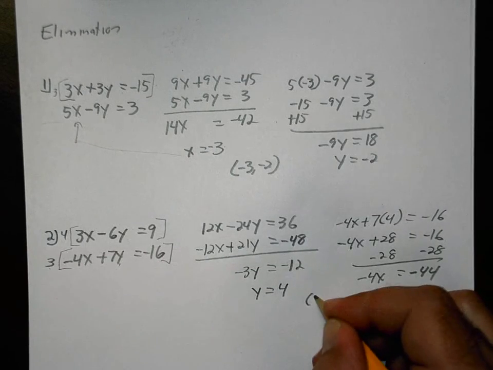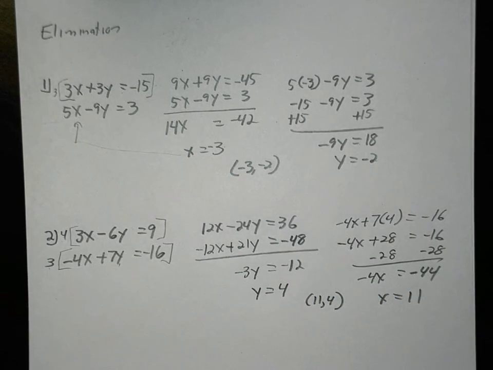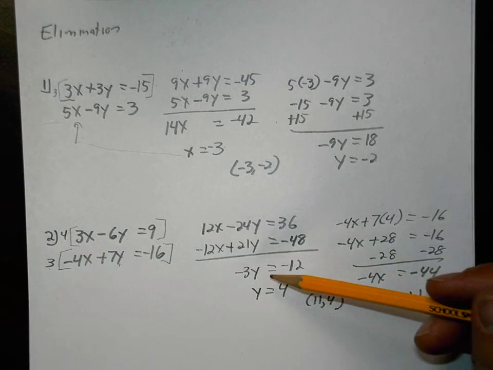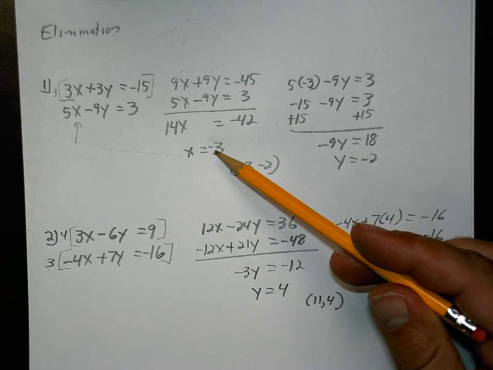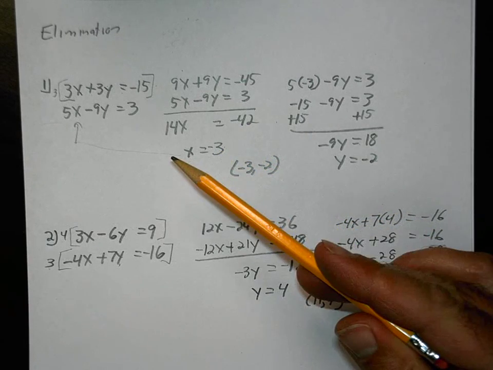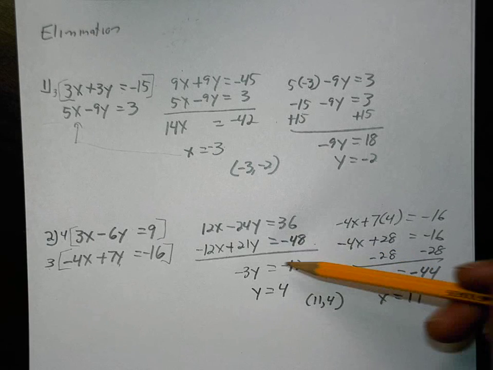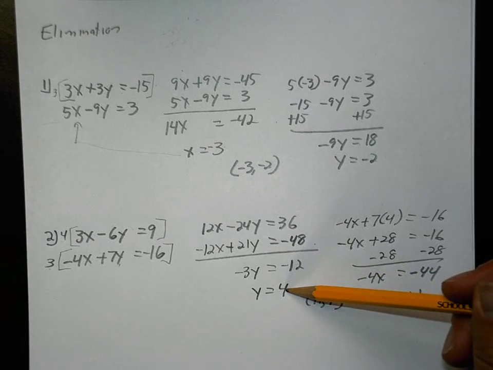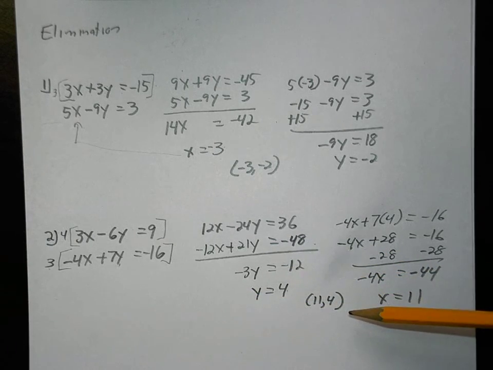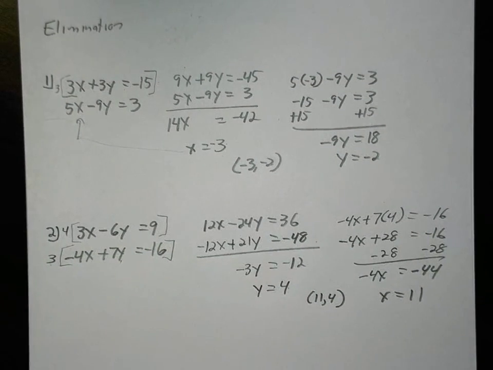So 11, 4 is my solution. So it doesn't matter which variable you solve for first. In this first example, I solved for x first, substituted back, and I got y. In the second one, I solved for y first, substituted back in, and got x. Okay.